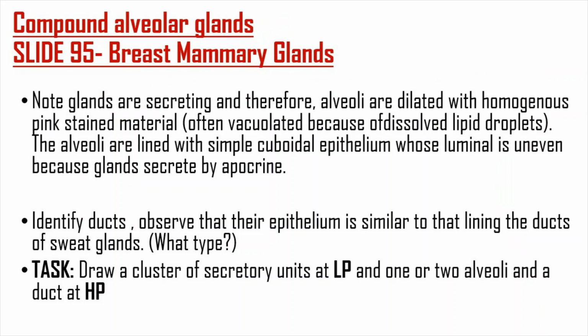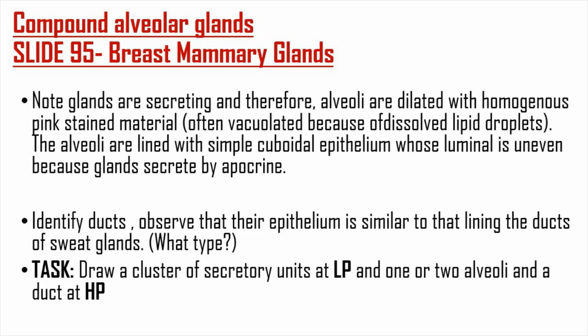Okay. Now let's go to compound alveolar glands. An example is the breast mammary gland. So on this slide, you should note glands that are secreting and therefore alveolar are dilated with homogeneous pink-stained material. So the alveoli are lined with simple cuboidal epithelium whose lumen is uneven because glands secrete by apocrine. So the glands in the breast secrete by apocrine secretion.